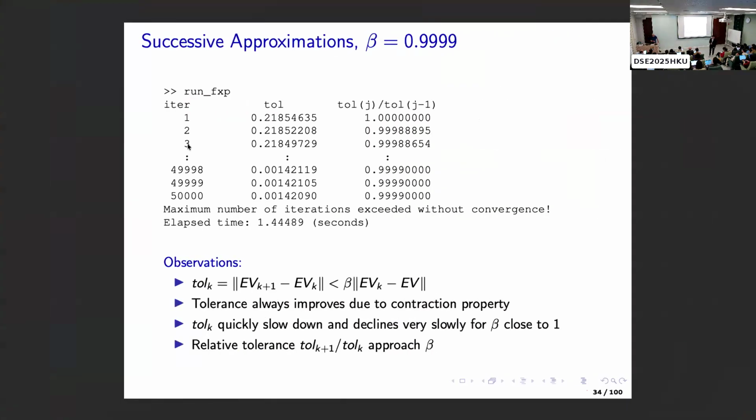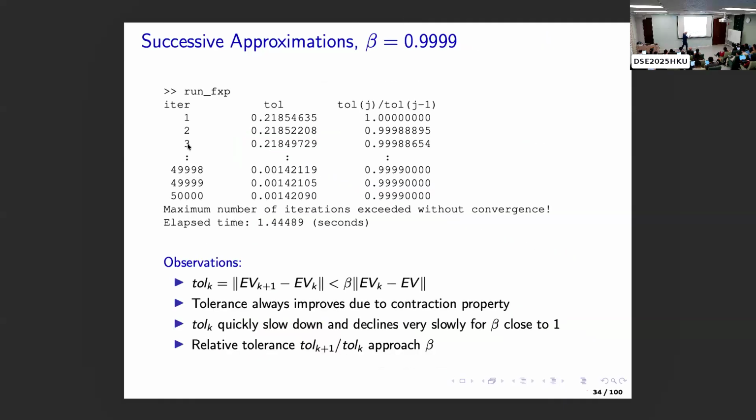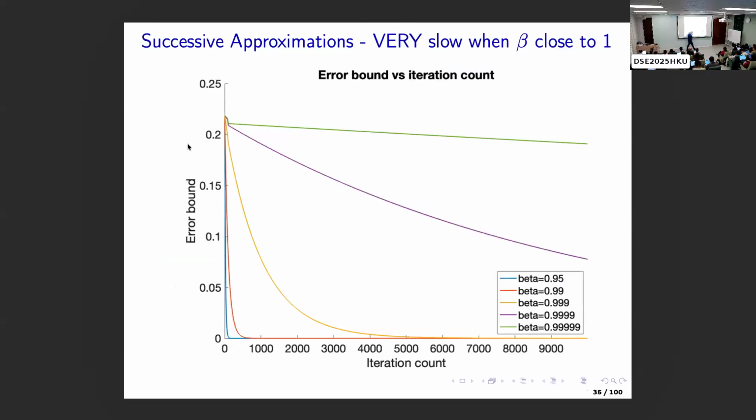Okay, I'll just go back to the slides where, in the first step, we do all these successive approximations to get a ballpark solution, and then we switch to the Newton iterations. Here's the error bound as a function of the iteration count. That was the number here. I just plot that against the iteration count, and I do that for different discount factors.